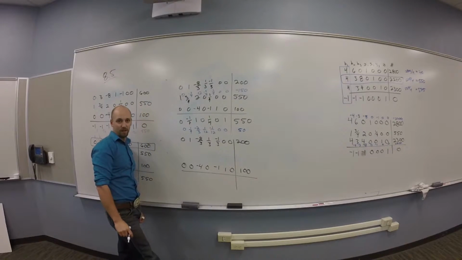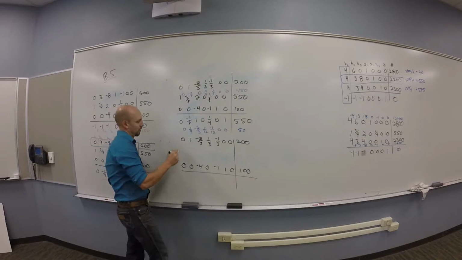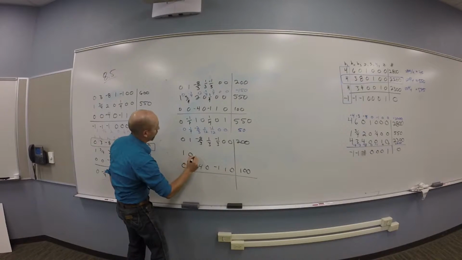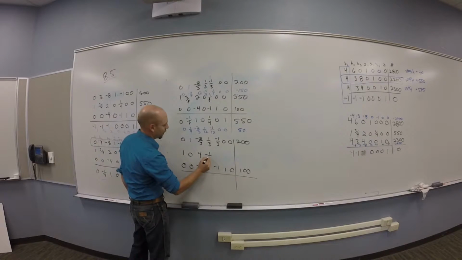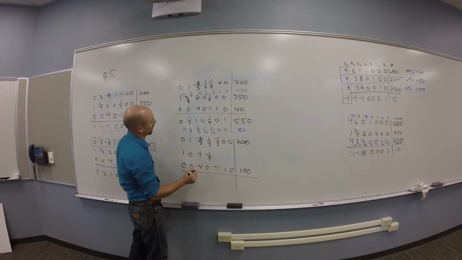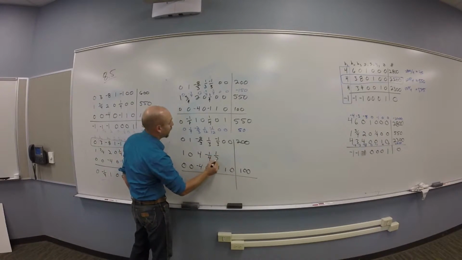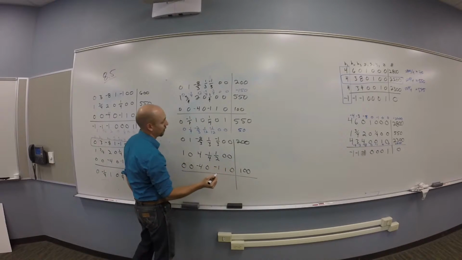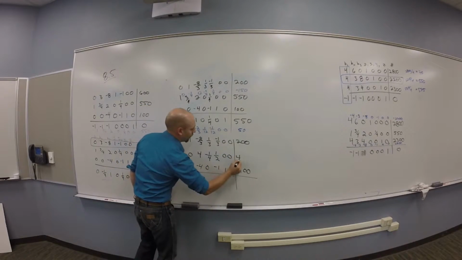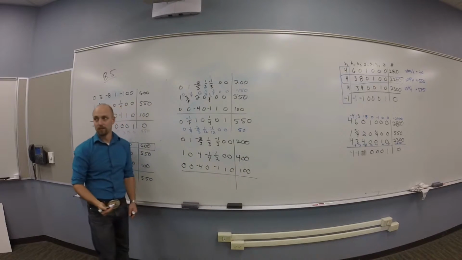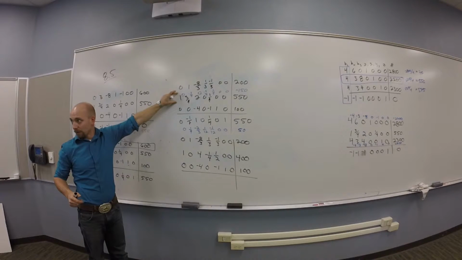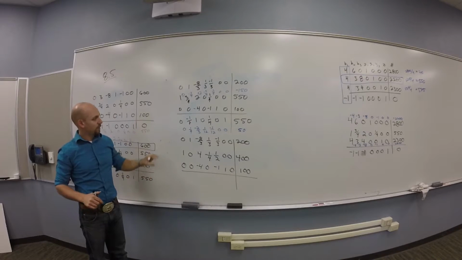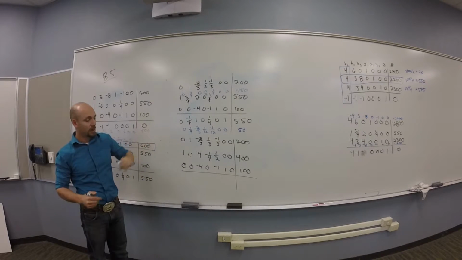Middle row. 1, 0, 4, negative, -1/4, 1/2, 0, 0, 400. You guys follow with that? That's adding this black and blue together, right? Okay, last row needs to be this black and this blue added together.